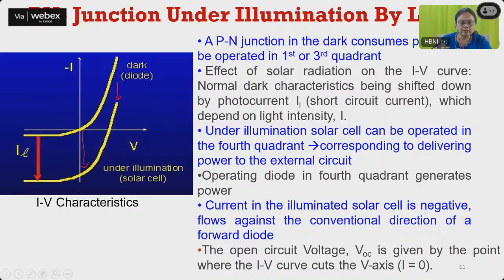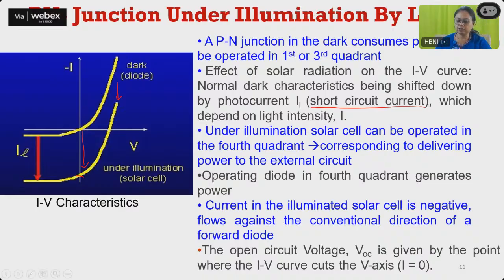When it is under illumination, meaning the photons start falling, the diode characteristic remains the same, but only the values change. So even at a given voltage, we have got current. Even at zero voltage, we start getting some current. At zero voltage, this current is called the short circuit current.